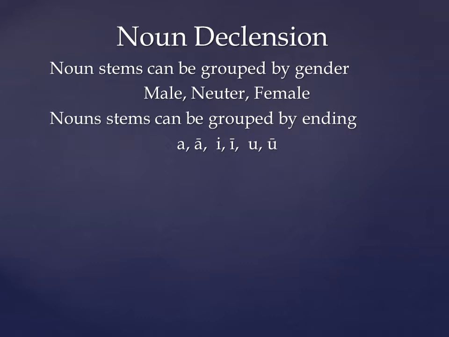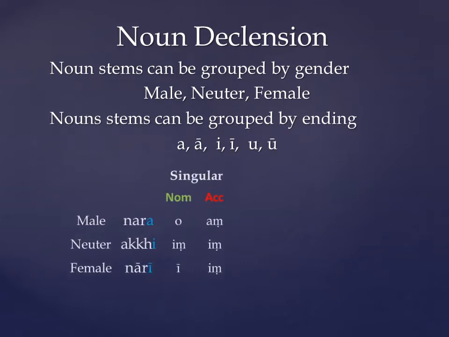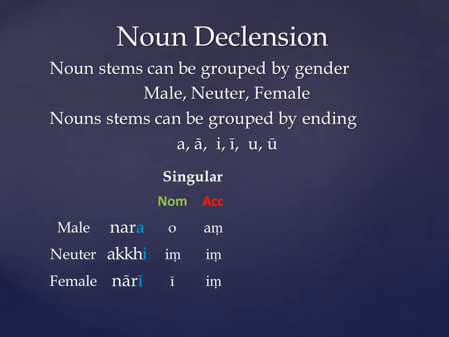So, putting this together, to decline a masculine noun stem, which ends in the vowel a, into the nominative singular, we replace the vowel ending the stem with the letter o. A neuter noun ending in i would become im, and a feminine noun ending in i would remain the same. Well, that's the nominative singular.